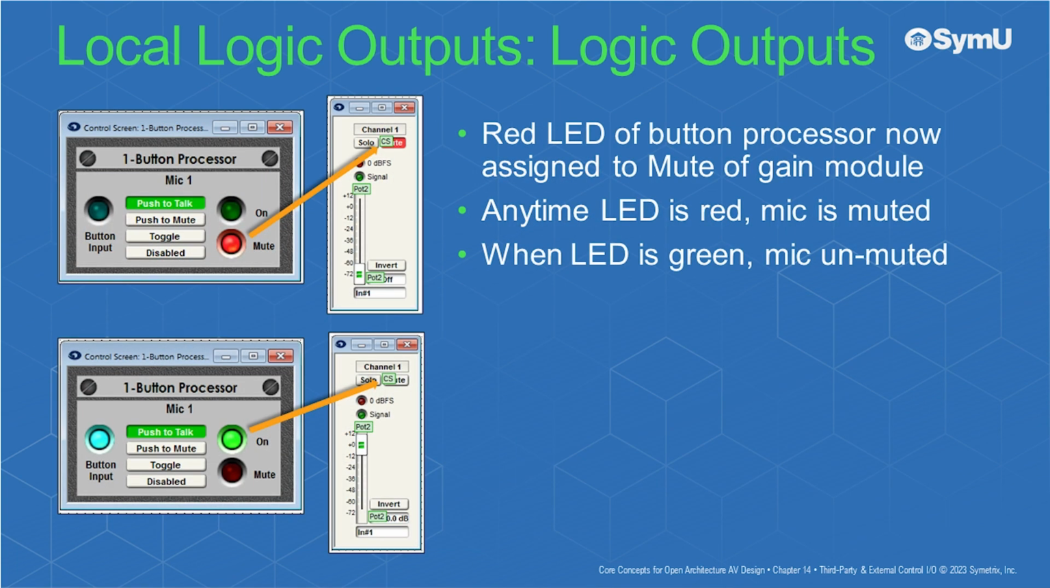The red LED of the button processor is now assigned to the mute of the gain module. Anytime the LED is red, the mic is muted. When the LED is green, the mic is unmuted.